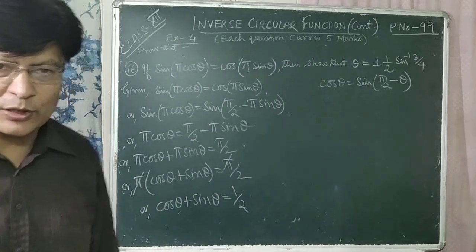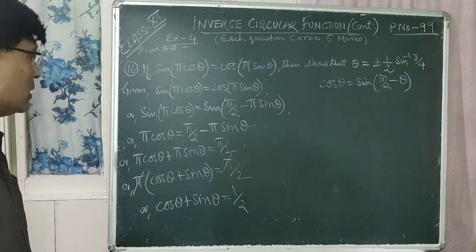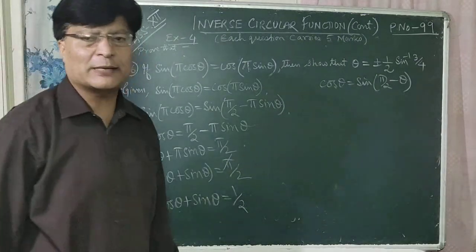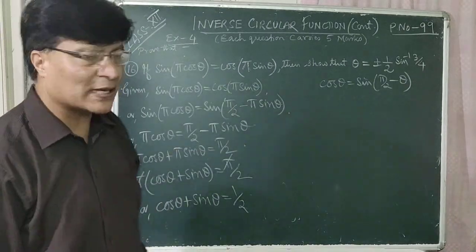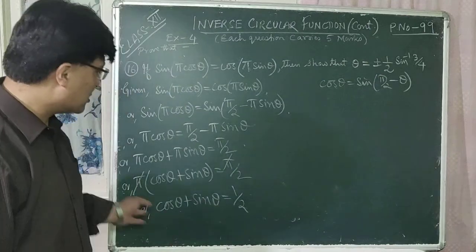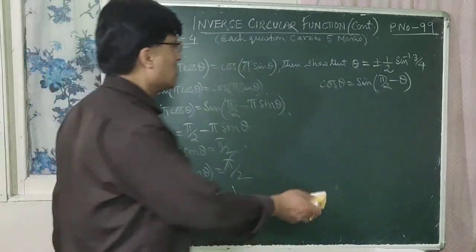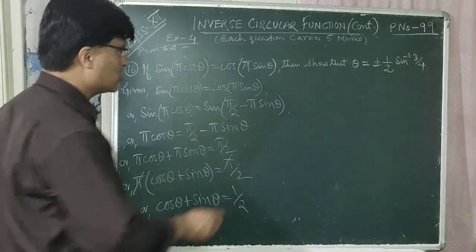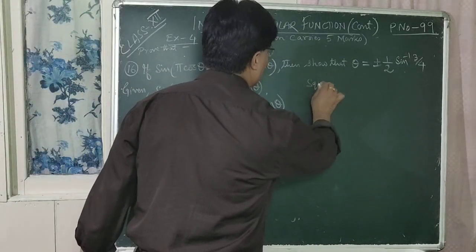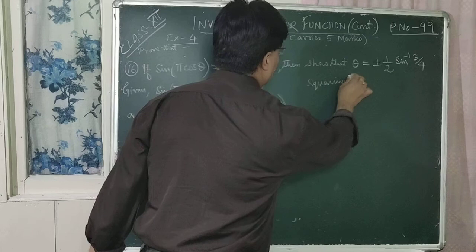Is that clear to all of you? So now what will you do in the next step? You have to get the value for theta, and theta is equal to plus minus half sine inverse 3 by 4. So let us square both the sides. Let's see what happens if we square both the sides.